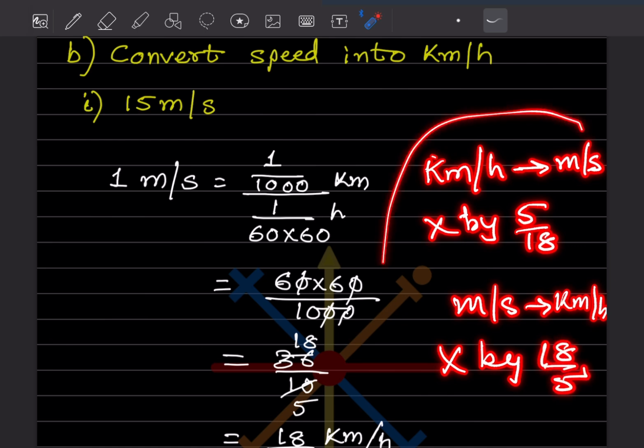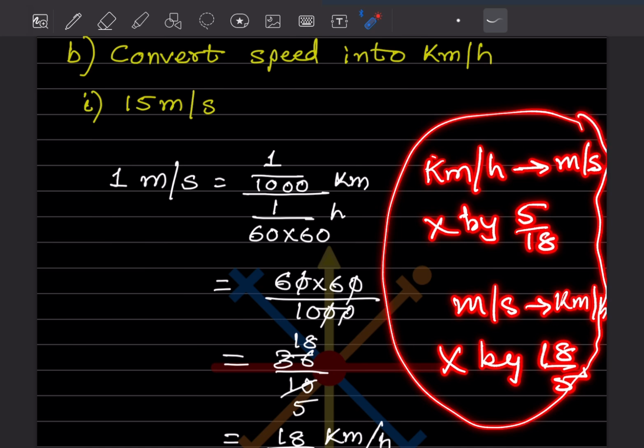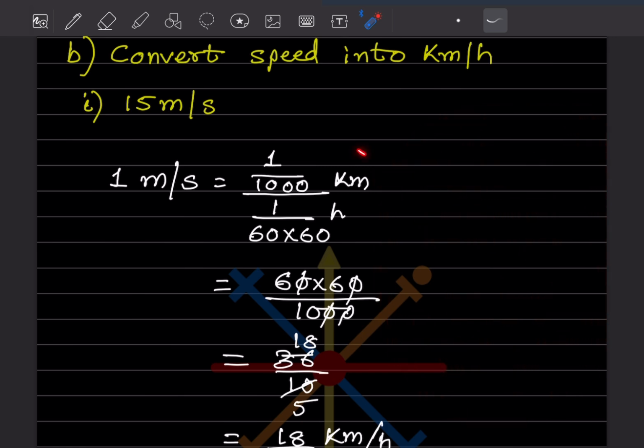So both of these you have to write whenever there is a conversion. Even if you remember just one, the other you can easily write, because if you try to remember both of them, you might get confused. So you can remember any one. This is what I have shown you: how we got that 18 by 5 kilometer per hour, the conversion.